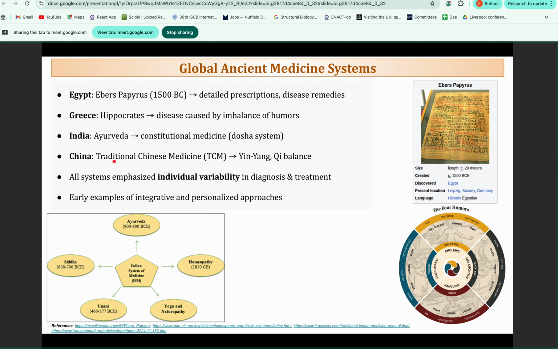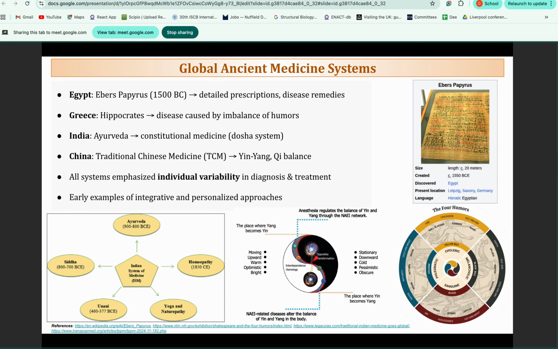Then comes China, in which the traditional Chinese medicine was based on yin-yang and qi balance. They also believed that in each individual there is a yin and yang factor, and in each yang there is a small yin present, and they believed that if we balance those states, then we can treat the individual. So these are all somewhat types of individual treatments, in which each individual has a different constitution of components.